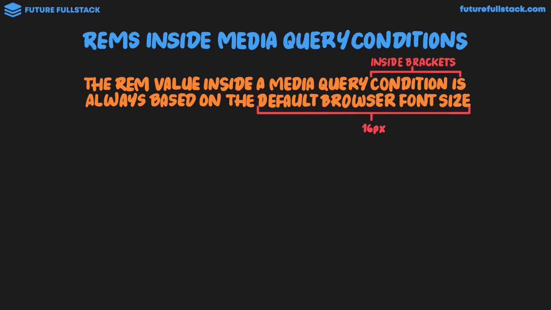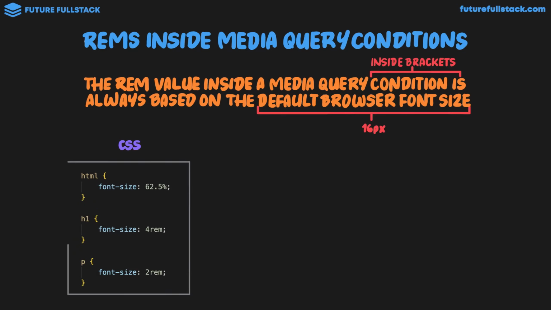All right, so this seems very confusing. So let's go through it step by step. Let's say we had a CSS file with the rules defined here. We know that it's very common to set the root HTML font size to 62.5%. That's because 62.5% times 16 pixels, which is the default browser font size, is 10 pixels. And we do this because 10 pixels is a much easier unit to work with compared to 16 pixels.